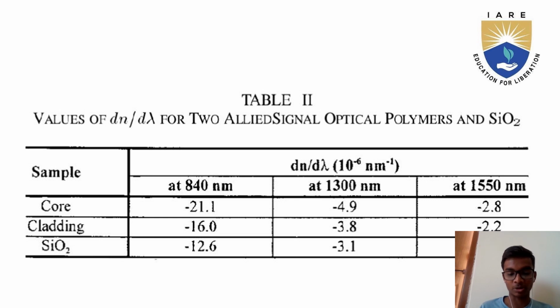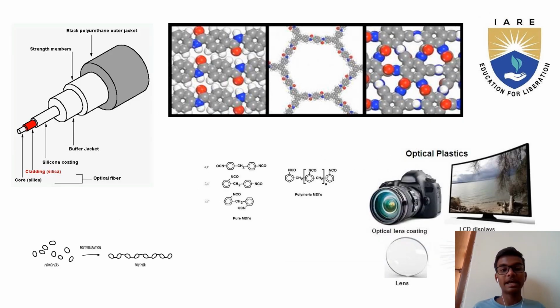This slide is about different types of polymers. First is optical fiber. It is an important part of our day-to-day life, used for internet, ethernet and so on. It is made up of different kinds of layers. The first layer is a black polyurethane outer jacket, the second layer is strength membranes, the third layer is buffer jacket, the fourth layer is silicon coating, the fifth layer is cladding and the last layer is core. It is made up of silica.